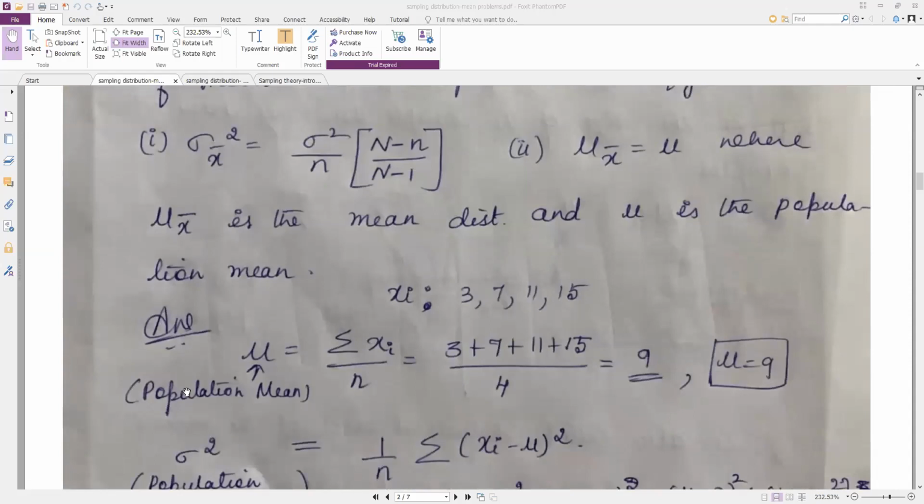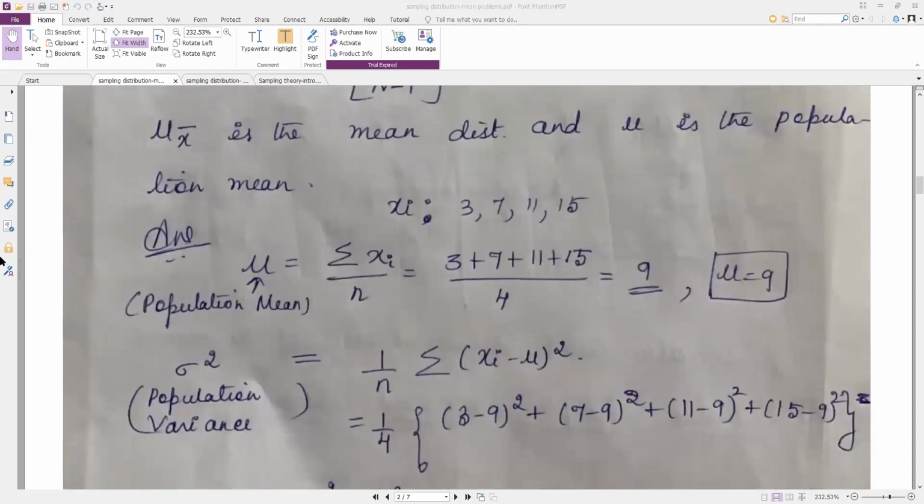So, what is n now? Small n is the size of the sample we need to take, which is 2. That we will see later on. First, we will find the mean of the population and the variance of the population.